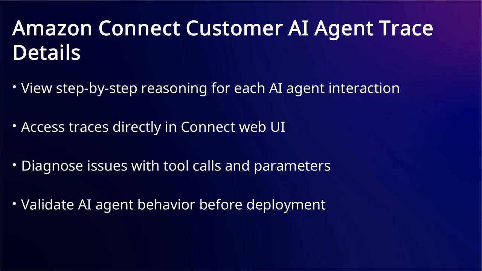You can access traces directly in the Connect Web UI alongside full transcripts, eliminating the need to switch between tools or reconstruct what happened. When issues occur, you can diagnose problems with tool calls and parameters, identifying whether the agent reasoned incorrectly, used bad parameters, or experienced timeouts. This enables you to validate AI agent behavior before deployment, confirming what works and addressing issues with confidence before they affect customers.